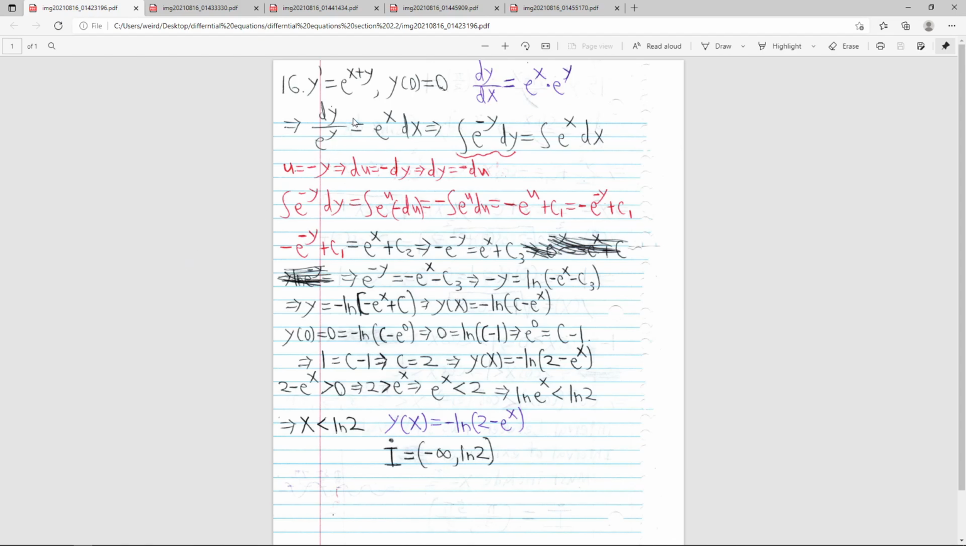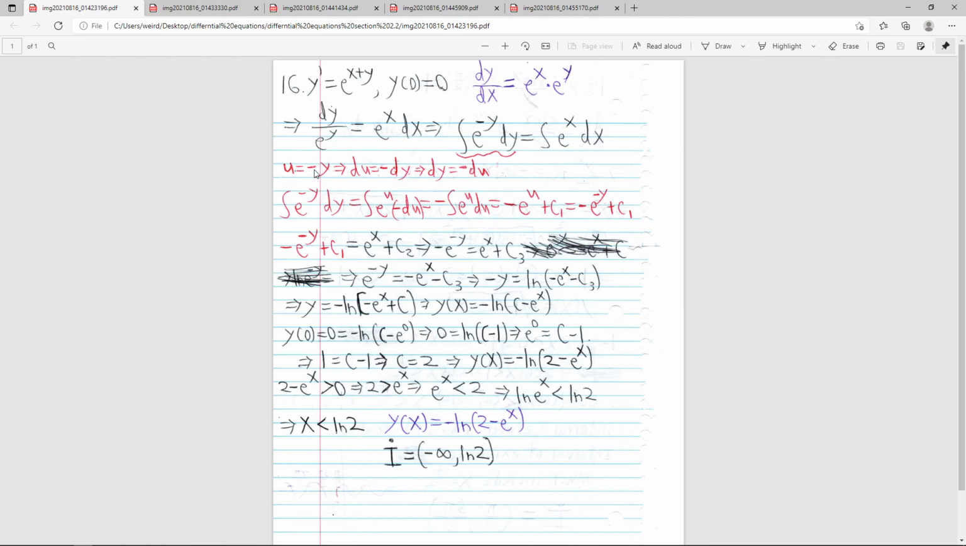So we have y prime equals e to the x plus y, with y of 0 equals 0. e to the x plus y can be turned into e to the x times e to the y, and then you can easily split them up. When you have e to the y in the denominator, when you integrate, you make it e to the negative y. We have e to the x dx for the other side, and e to the negative y dy integrated.